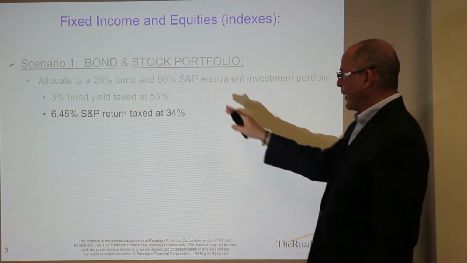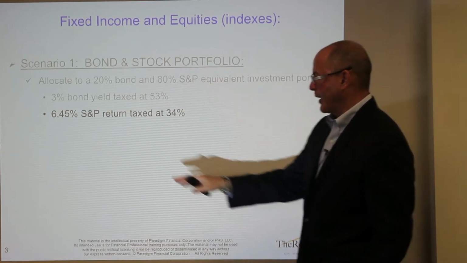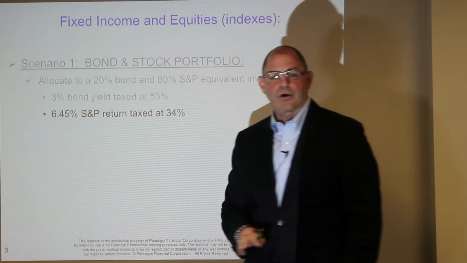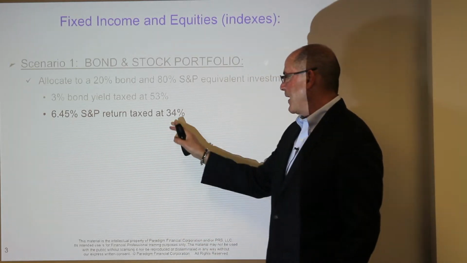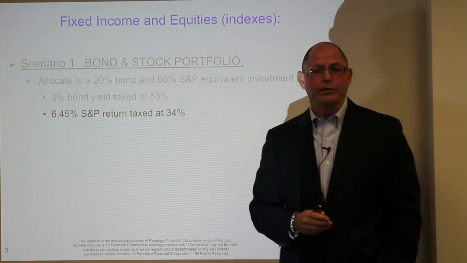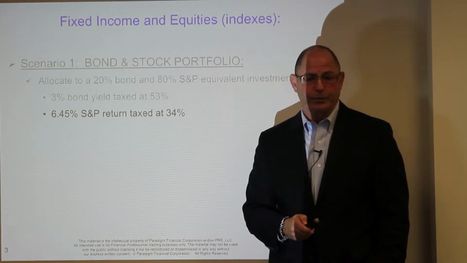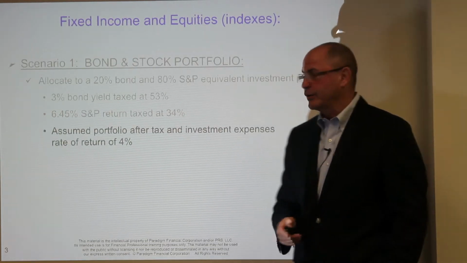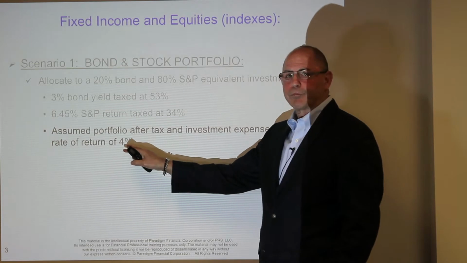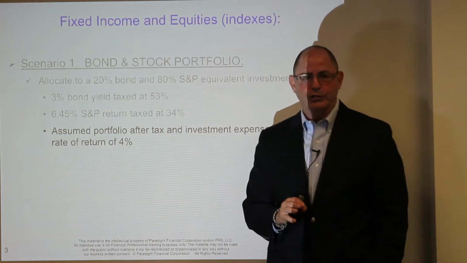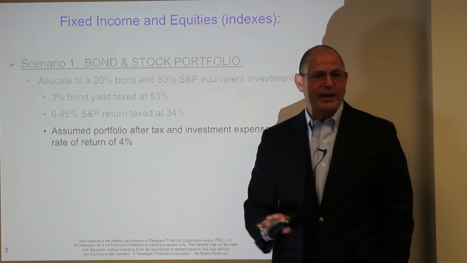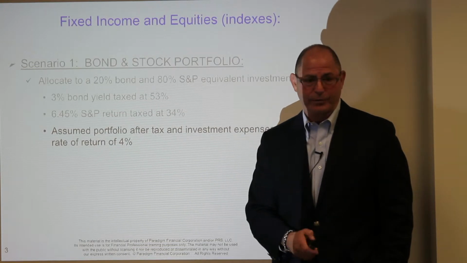Of the 80% that's invested in equities, I'm going to assume that I can get 6.45, and that's going to be taxed all in federal and state capital gains, 34%. That would actually generate a 4% after-tax return, not even taking into account any investment expense.